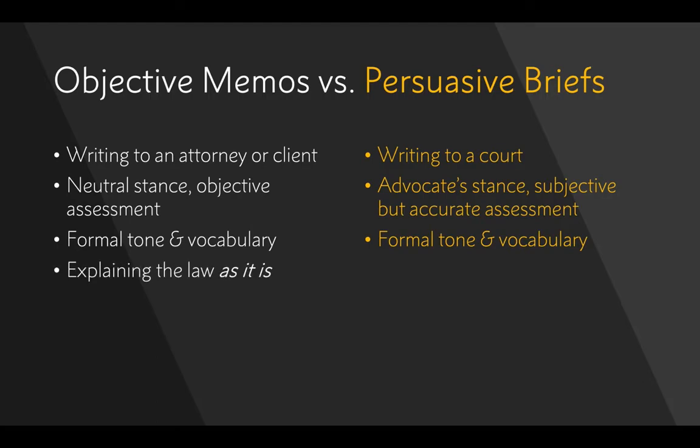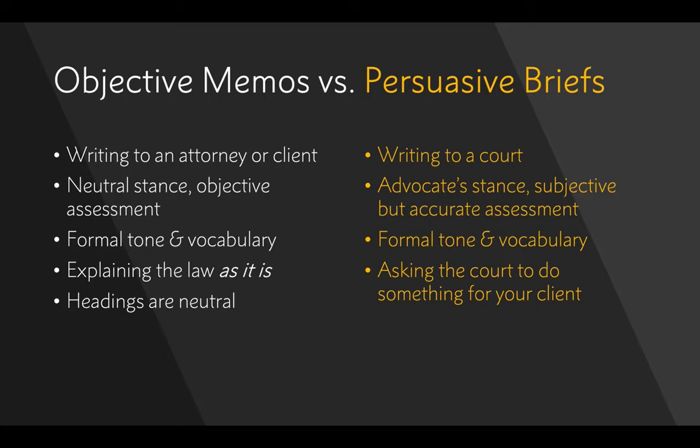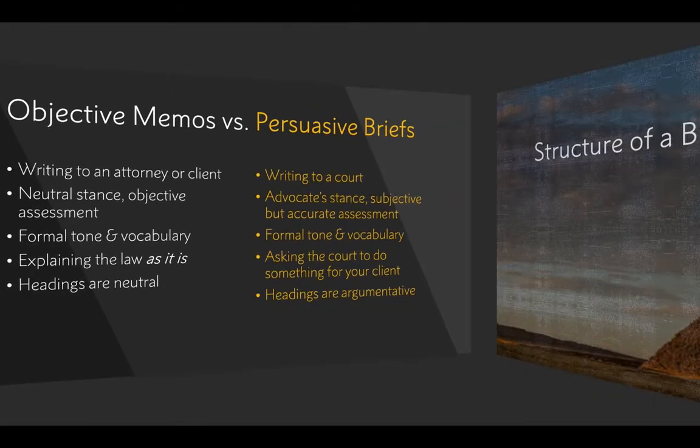On the memo side, you are trying to explain the law as it is. You're not asking for a change. On the other hand, in a brief, you are absolutely asking the court to do something very specific for your client, or to oppose something that's going to be done to you. And finally, in a memo, headings are relatively short and neutral, whereas in a brief, they are part of the argument. They are absolutely important to your brief.